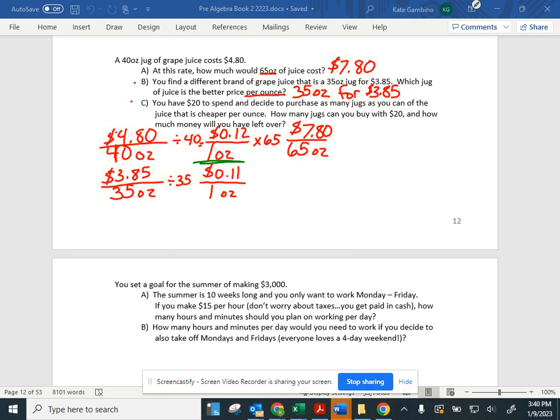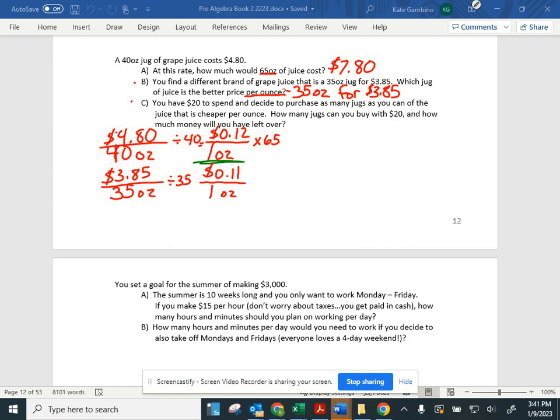Now let's look at C. You have $20 to spend and decide to purchase as many jugs as you can of the juice that is cheaper per ounce. So we know that's this one, 35 ounces for $3.85. How many jugs can you buy with $20? And how much money will you have left over? So we're 2 questions here. So we're going to answer those individually.